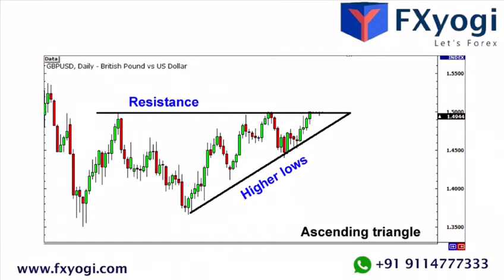occurs. There are three types of triangles: 1. Ascending triangle, 2. Descending triangle, and 3. Symmetrical triangle. Ascending triangles. Ascending triangles form when there is a resistance level and the market price continues to make higher lows. This is a sign that the bulls are slowly starting to gain momentum over the bears.